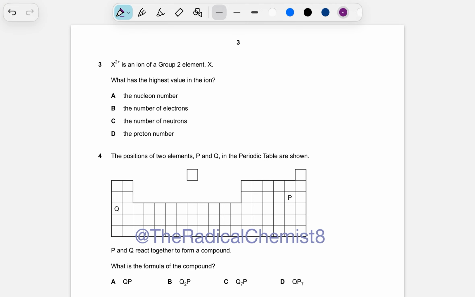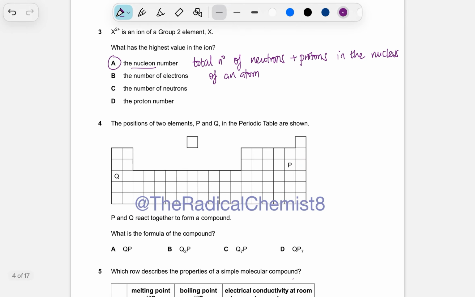Question 3 then, we've got X2+ is an ion of a group 2 element. What is the highest value of the ion? The first option is the nucleon number. Remember, the nucleon number is the total number of neutrons and protons in the nucleus of an atom. So due to this, the answer would be A, because that is the biggest number for every single element. It's a combination of the neutrons and protons.